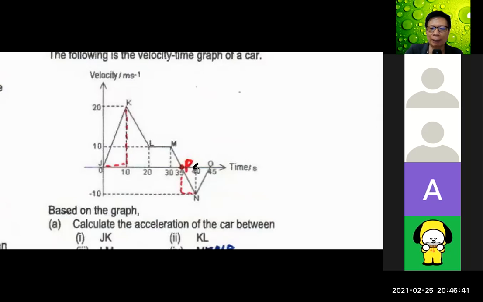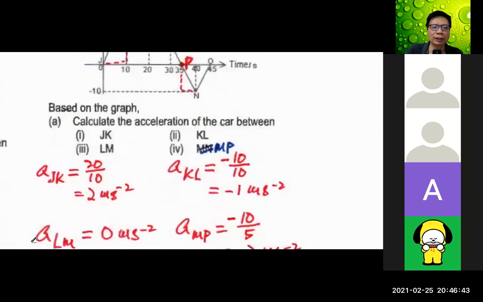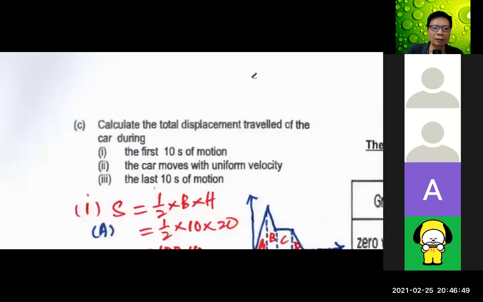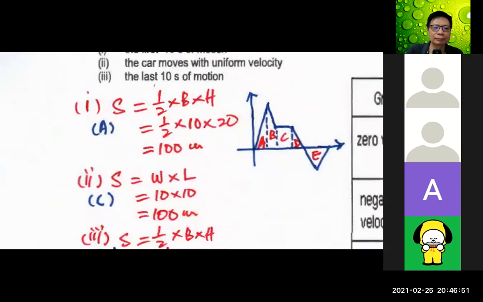Okay, half times base times height. So you get the answer here. Now you see the answer. You can copy the answer now. Okay, hold on. One moment.